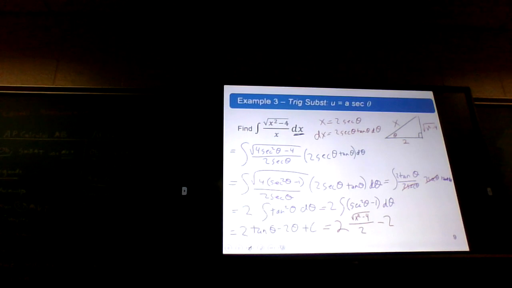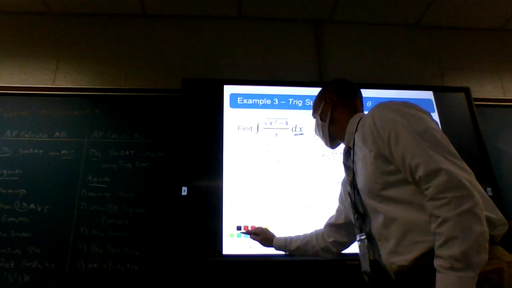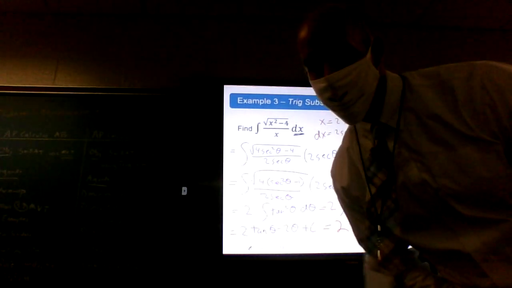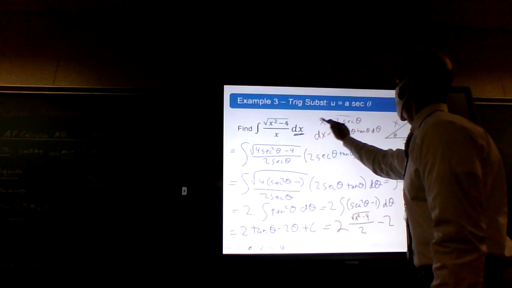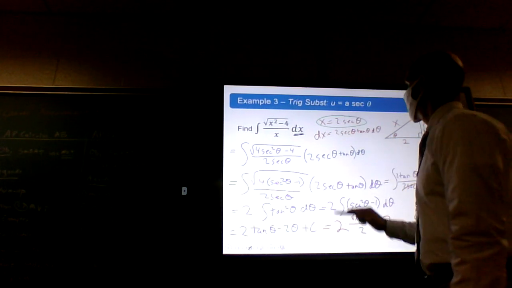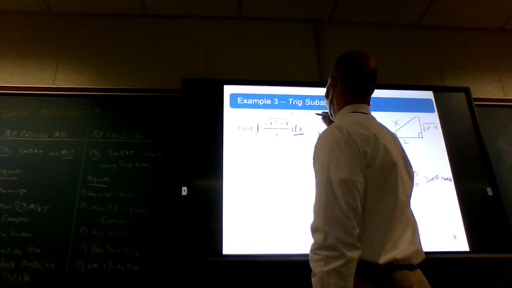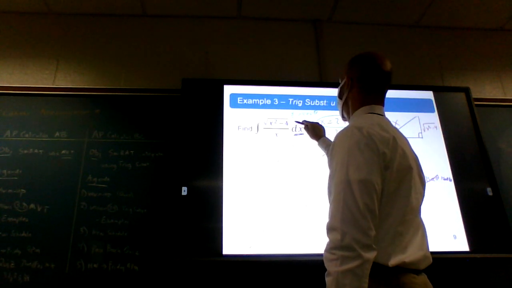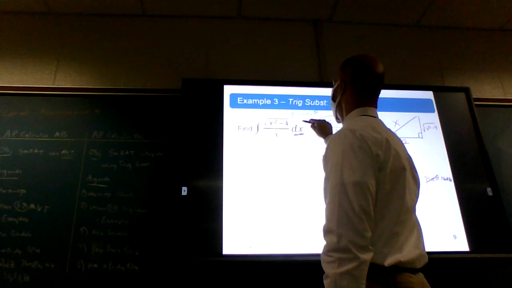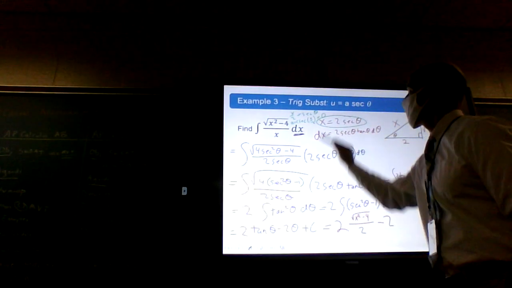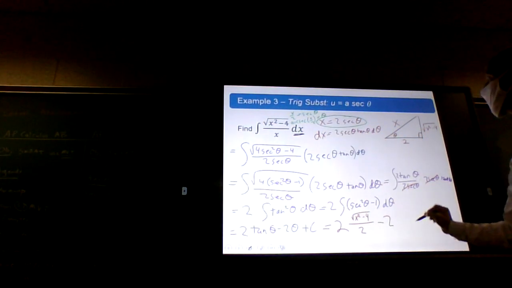Now here's the other part, and I'm going to do this in a different color because this is a tough part. How do we find theta? What do we put in for theta? Well, here's the thing, guys. This has theta, correct? So if I wanted to, I could say that x over 2 is equal to secant theta, correct? And then I could say the arc secant of x over 2 is equal to theta. Agreed? And so that's what we put in here.